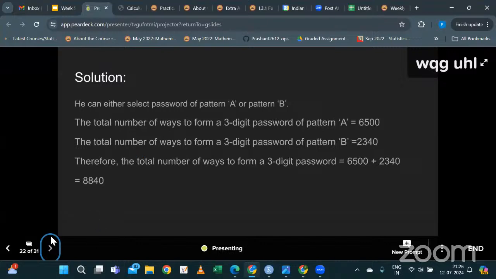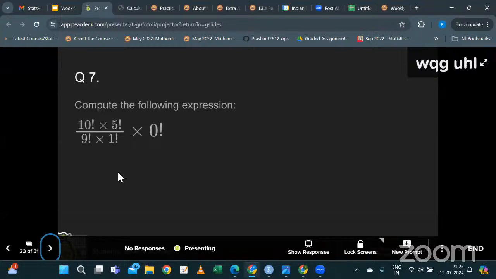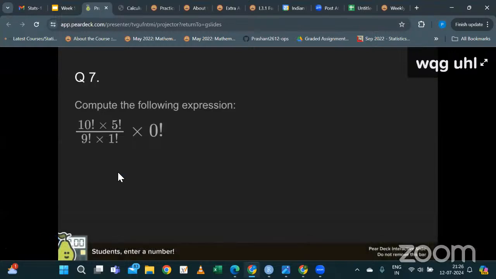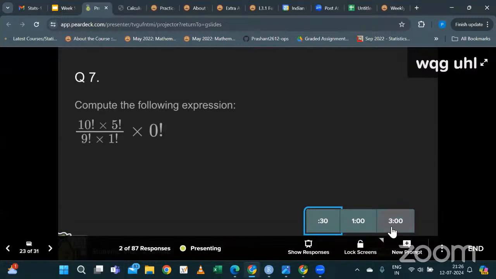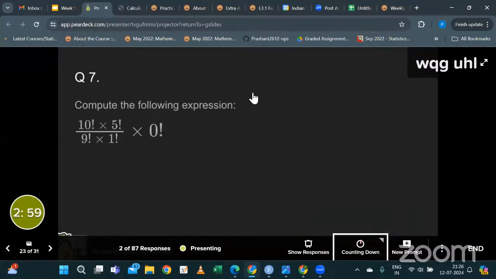Okay, then let me come to the next question. This is a very simple question. You have to basically solve it by applying very basic mathematics here. I'm going to give you 3 minutes. Do let me know if you need more.